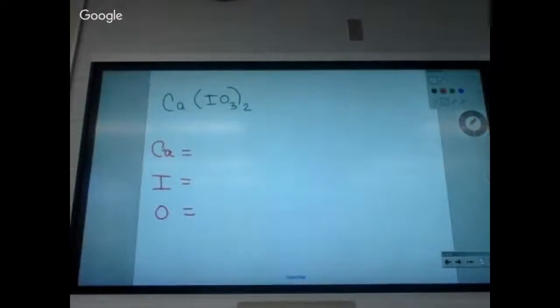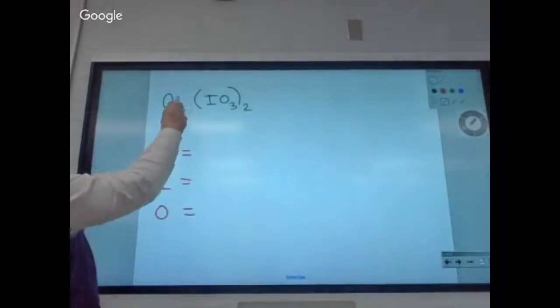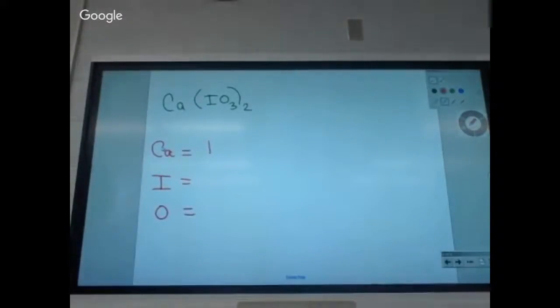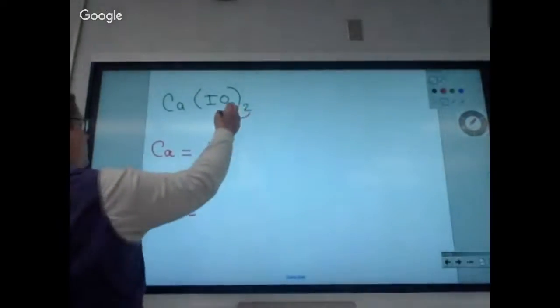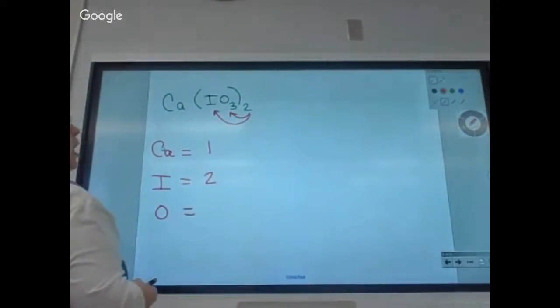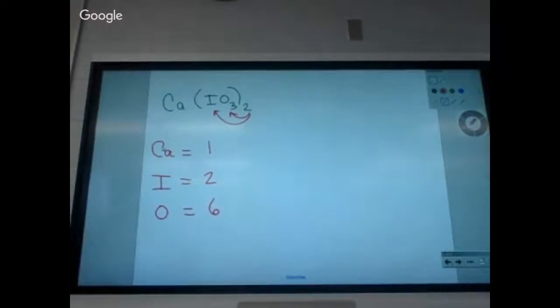So, how many atoms of calcium do we have? One. Okay. If there's no subscript written on calcium, we know it has how many? That's how we know it was one. So, how many I's do we have? Two. For those of you who might not have known, what do the parentheses mean? Multiply and distribute. So the 2 goes to the O and it goes to the I. So there are 2 I's. How many O's are there? 6. All right, so are we okay with the number of atoms that Nakaya told us we needed?